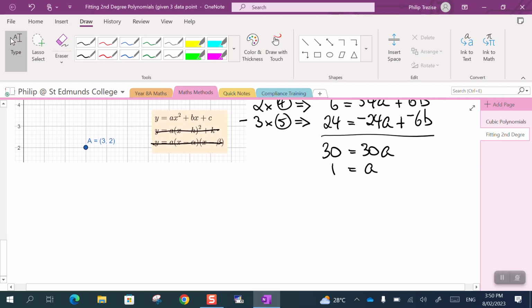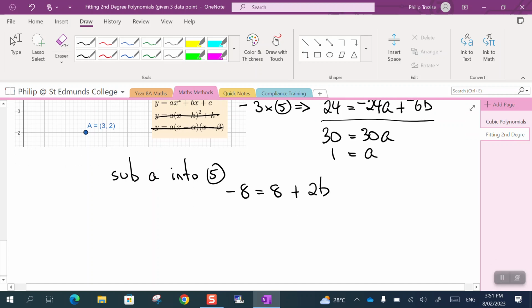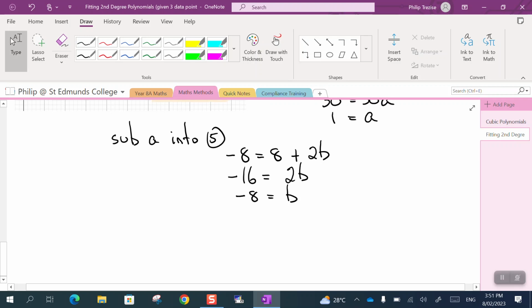In order to calculate b, I think it would be best if I went back to equation 5. So I will sub a into equation 5. Equation 5 read negative 8 equals 8a plus 2b, so let's try negative 8 equals, now 8a is 8 times 1, which is just 8, plus 2b. So subtracting 8 from both sides gives me negative 16 equals 2b, then dividing by 2, I have that b equals negative 8. So I have the value of a and I have the value of b.